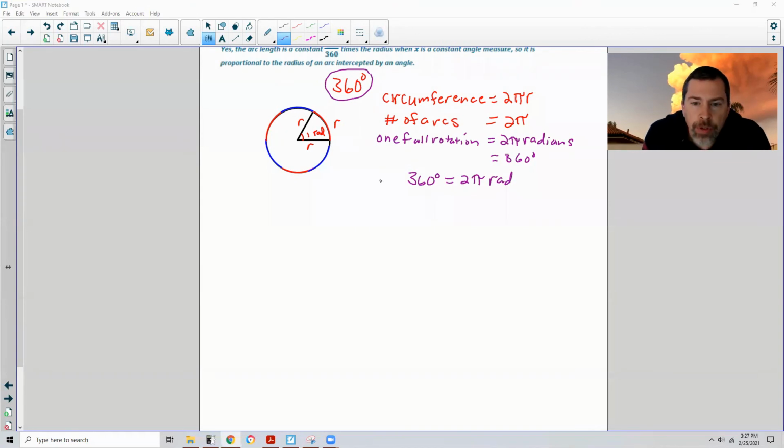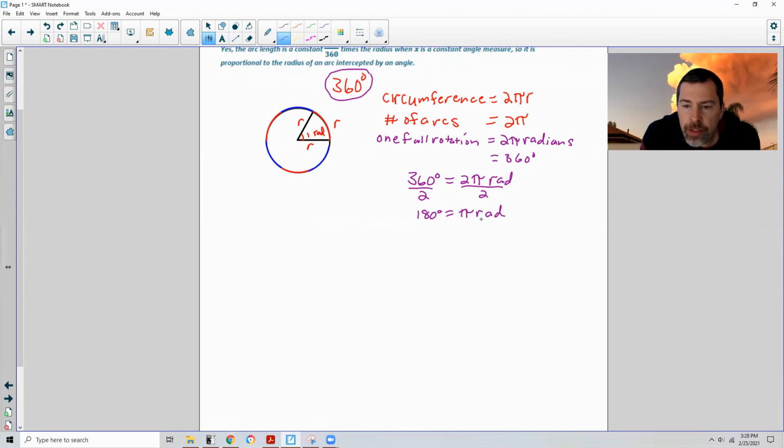Okay, so now what we're leading up to is a quick conversion to go from degrees to radians. So if 360 degrees equals 2 pi radians, well, what would 1 pi be? I want to divide both sides by 2. So if I divide both sides by 2, then the 2's cancel and I get 180 degrees equals 1 pi radian. Okay, so that would be a straight line, which is 180 degrees. So a straight line has pi radians.